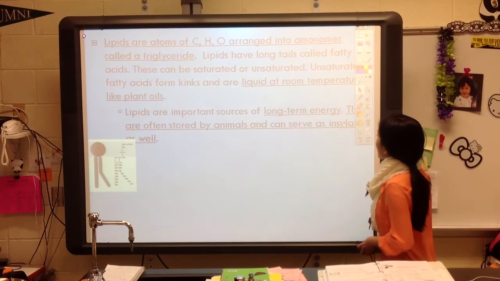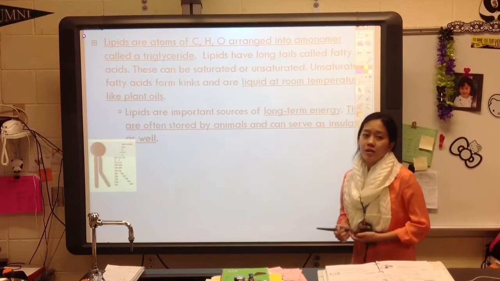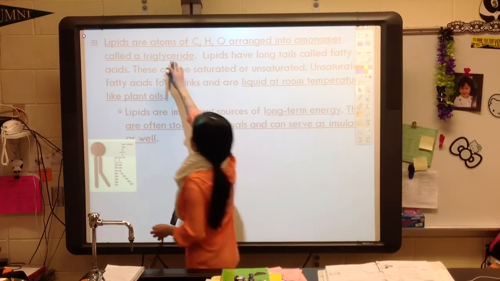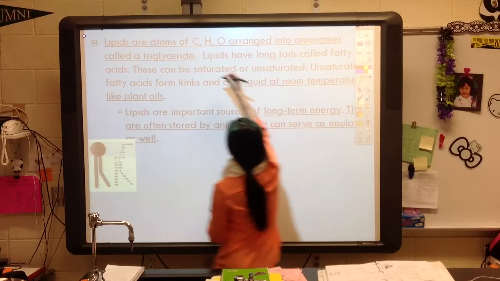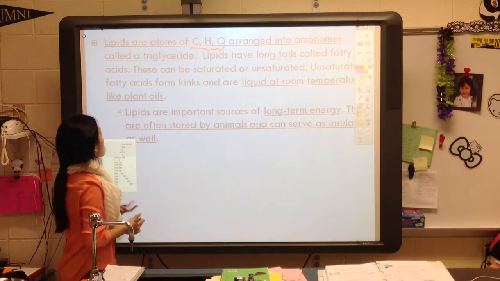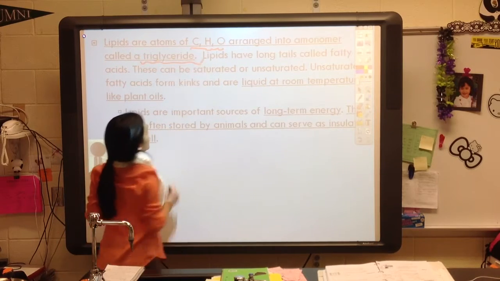The last thing we're going to talk about today is lipids. Lipids are our second macromolecule. They are also organic, made up of atoms of C, H, and O. The monomer or subunit for a lipid is known as a triglyceride.